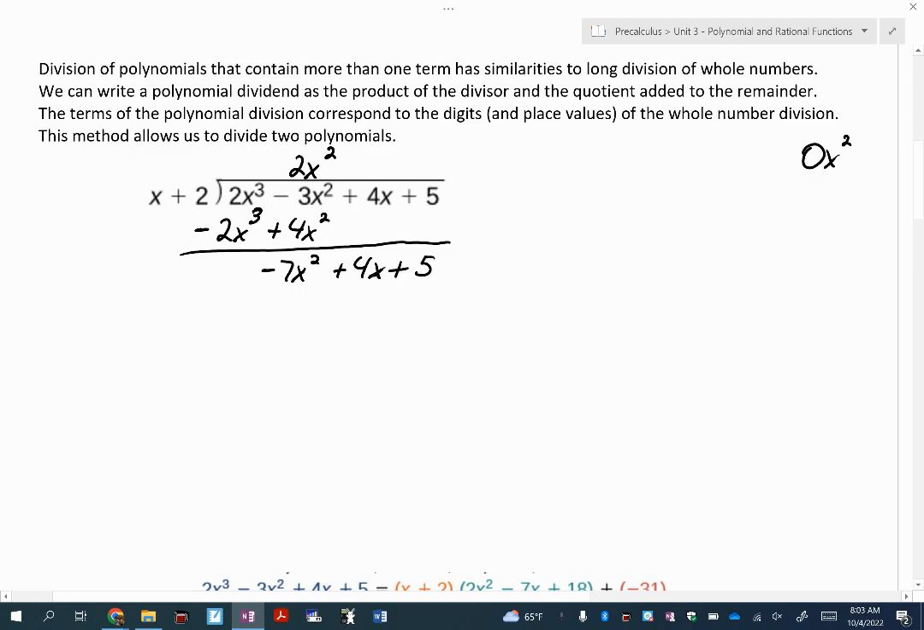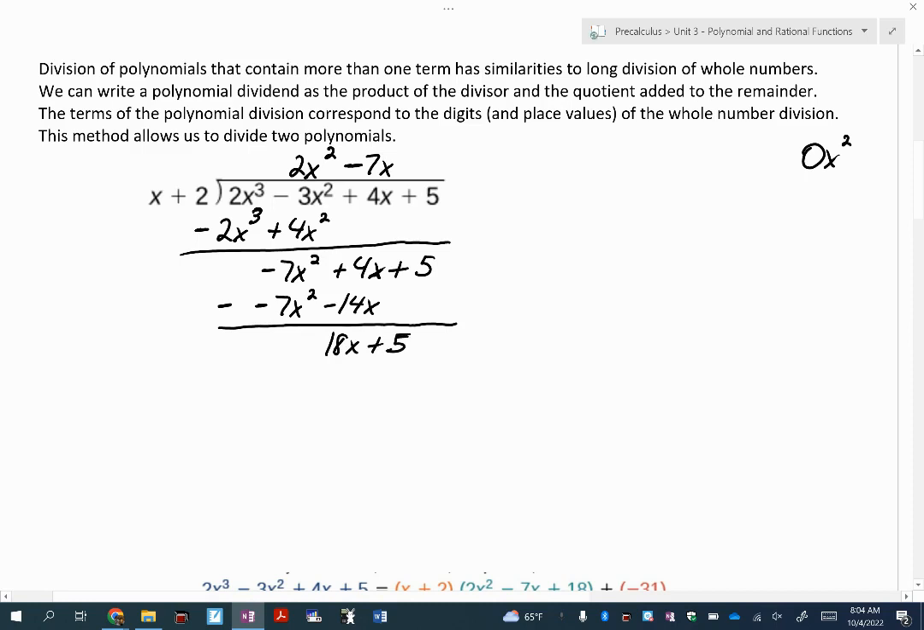Okay, repeat the process. How many times does x go into negative 7x squared? So essentially, what do I need to multiply times x to get negative 7x squared? And it's minus 7x. That would multiply to give me negative 7x squared, but then multiply the negative 7x times the 2 to get minus 14x. We're going to subtract. All right, that's going to be 0. 4x minus a negative 14x is really adding 14x to get 18x. Then bring down the 5.